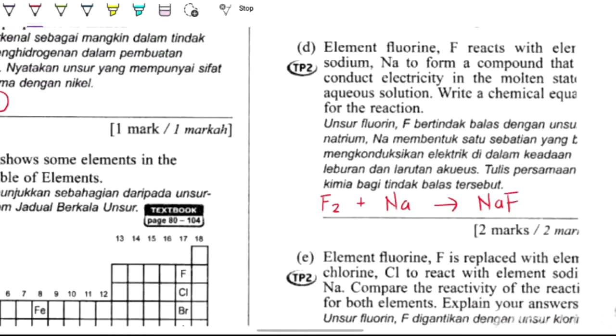Okay, so it is not balanced. We have to balance the chemical equation. Fluorine has 2 atoms at the reactant, so here we have to times 2. So sodium also needs to times 2. So it is a balanced chemical equation.